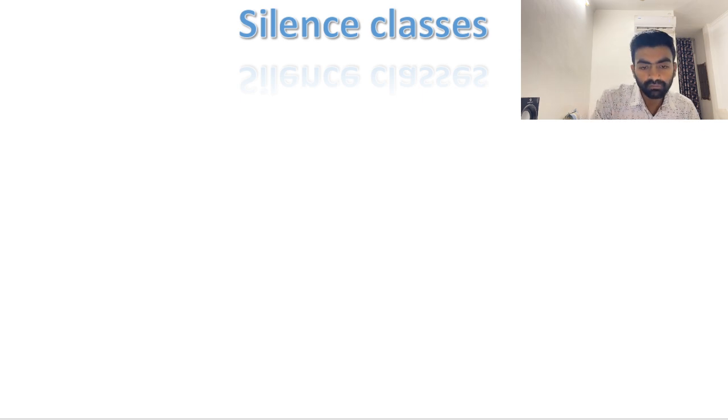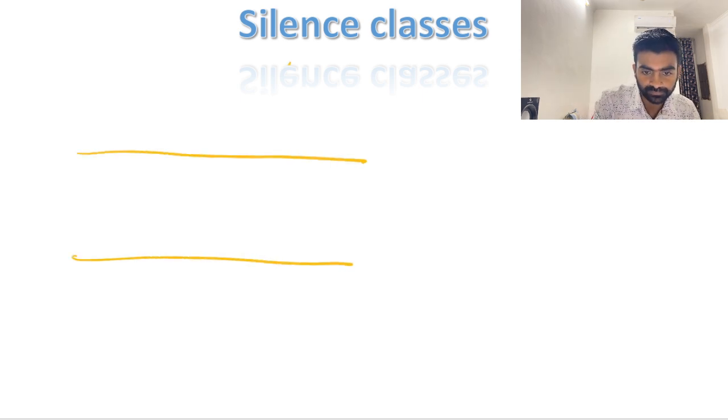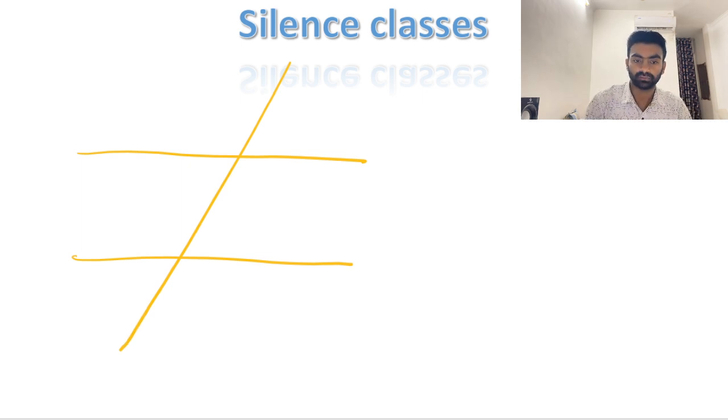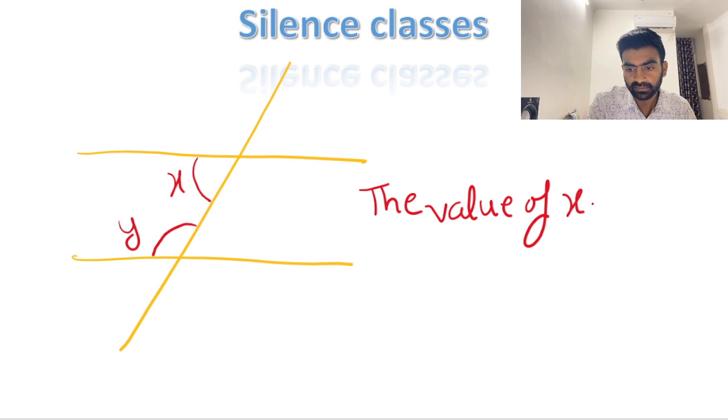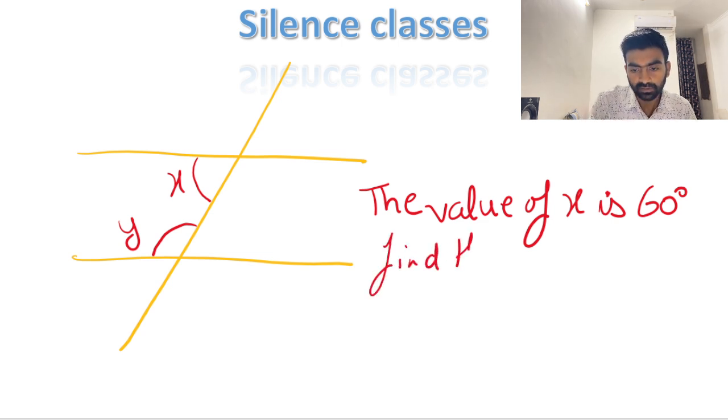If I draw an angle like this, two lines and a transversal, and this type of figure is given to you in the question, and they are talking about these two, angle x and angle y, and it is given in the question that the value of x is 60 degree, find the value of y.